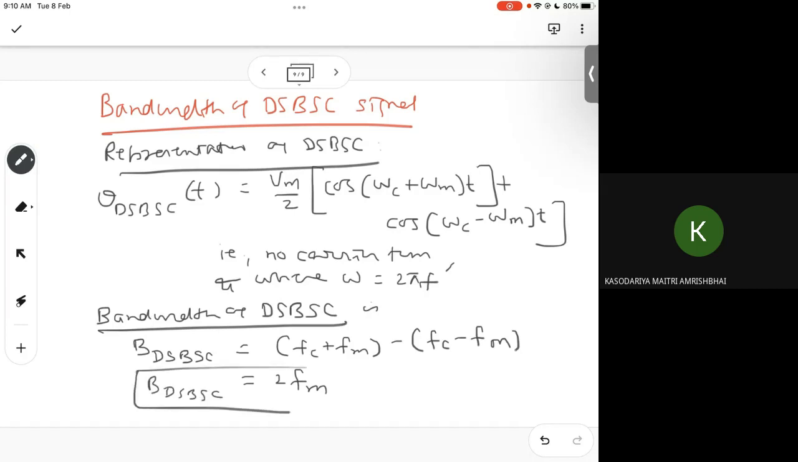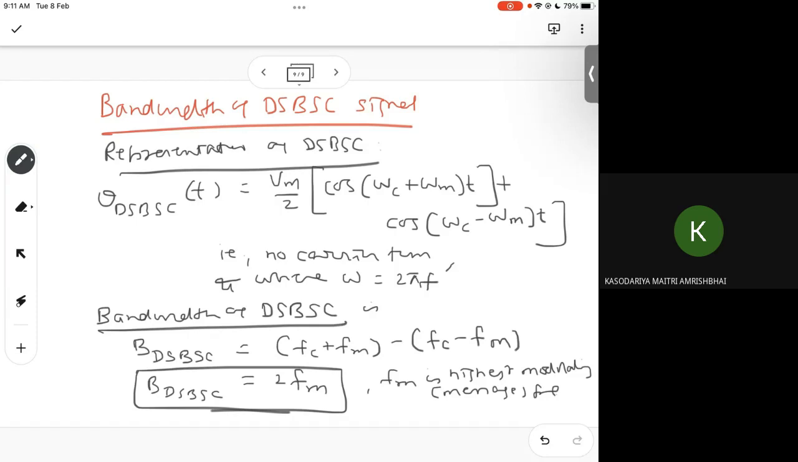So bandwidth-wise, it is the same, where fm is the highest modulating frequency. As I said, if my message signal consists of various message frequencies, then we take the highest one. So this becomes my double sideband suppressed carrier.